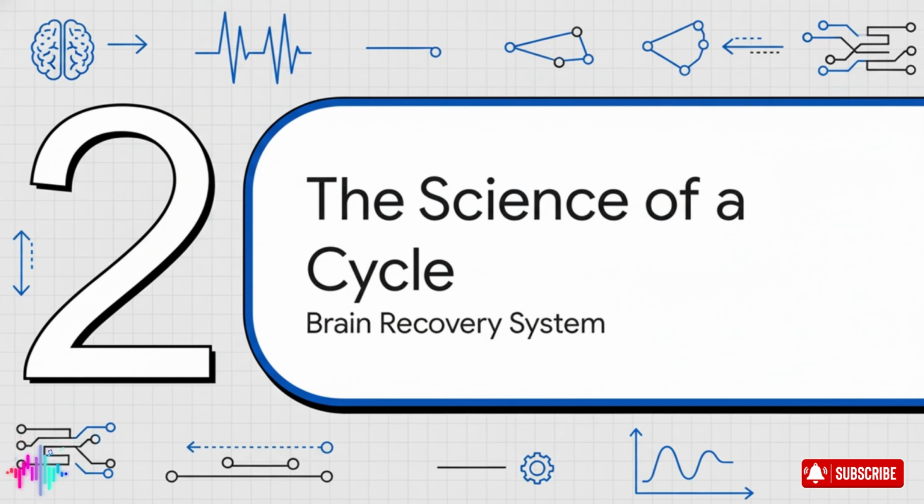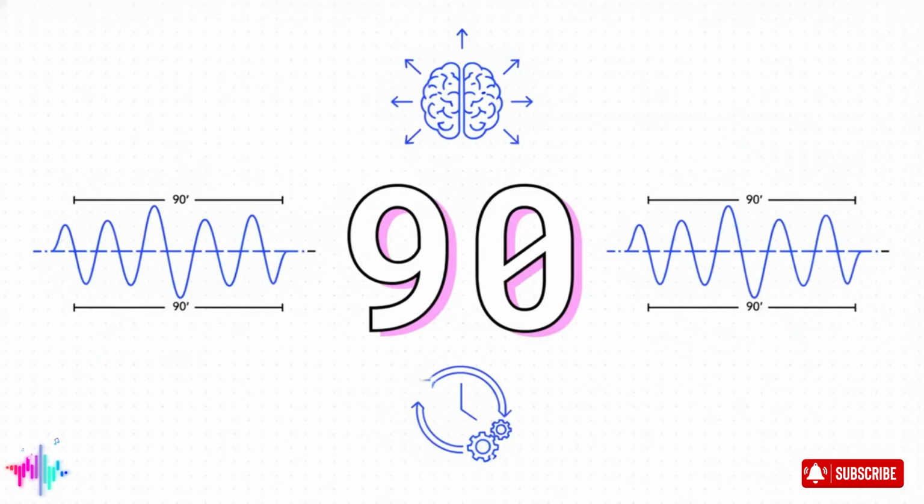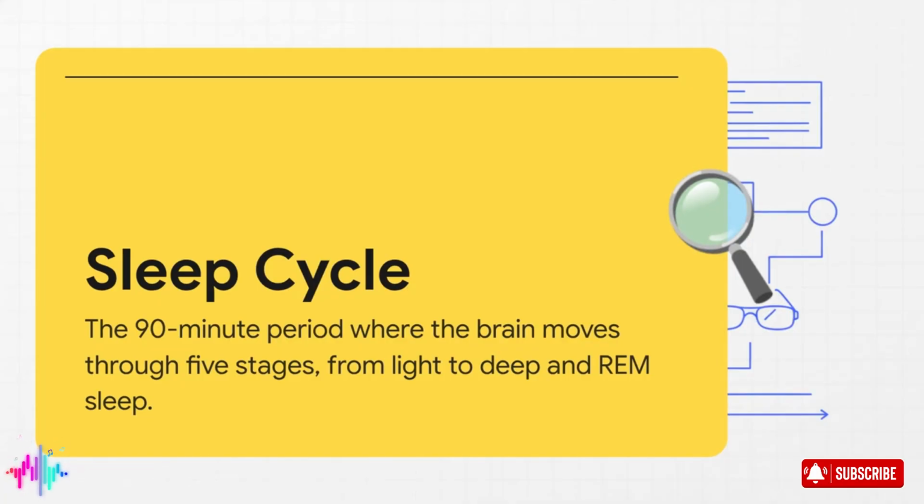Let's get under the hood and look at the fundamental mechanics of your brain's recovery process. You see, the entire architecture of sleep is built on one simple, repeating, and predictable unit of time. And that unit is 90 minutes. Your brain doesn't just shut down for one long continuous block. No, it operates in cycles. Now, this concept is absolutely critical to our experiment. Each 90-minute cycle is a complete restorative process.